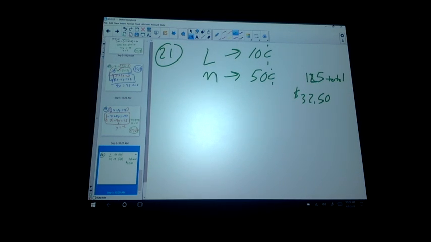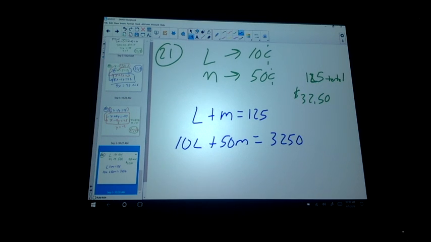All right. So a few things. I know that my latex plus my mylar has to equal 125, because I can have 125 balloons for whatever my room will hold. And then I know that 10 cents on the latex and 50 cents on the mylar has to equal 32.50. Now there should be a decimal here, here, and right there, and I just got rid of them because I basically multiplied that whole thing by 100. Then I'm not dealing with a decimal. Is that okay?